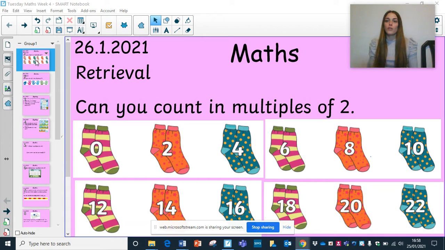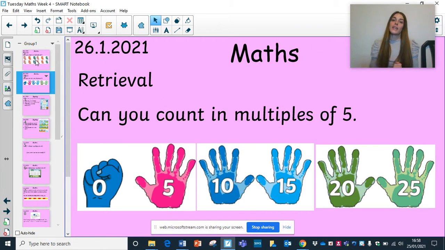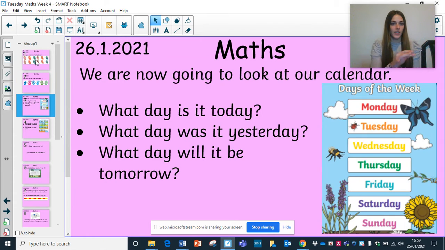2021. So your retrieval, recapping some learning that you have already learned at school with us. Can you count in multiples of 2? I've added some images here to support you of pairs of socks, as counting in twos is counting in pairs. On the next slide, I've added if you can count in multiples of 5. Again, this image is to support you. And remember, pause as and when you need to throughout this if you need time to complete these.